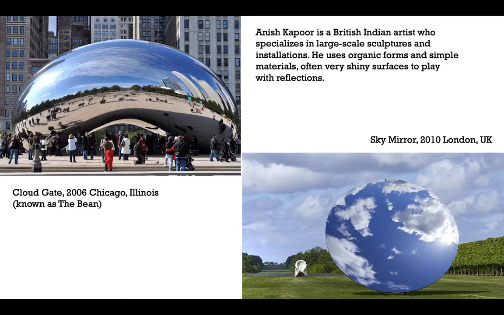On the right, you see an installation called Sky Mirror, and I actually got to see this. So this is a large park in London, England, where large mirrors were placed on the grass to reflect the sky. And so it looked like you had holes into the sky as you walked through the park.